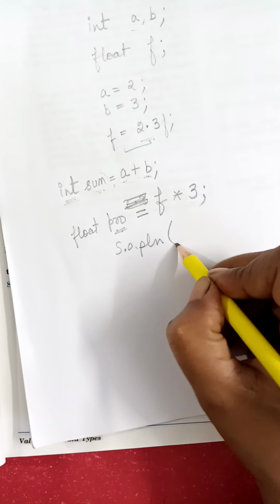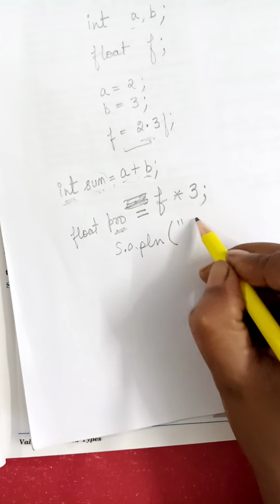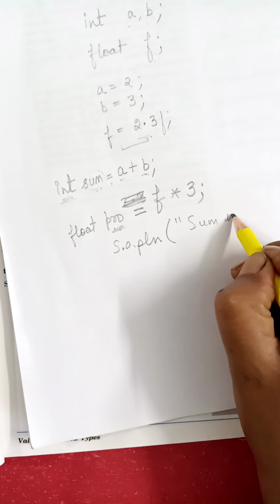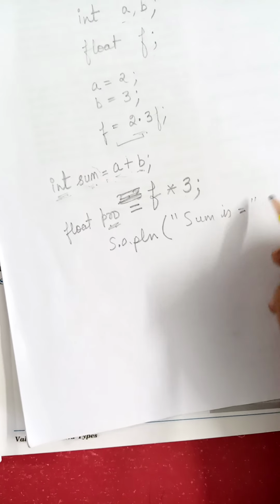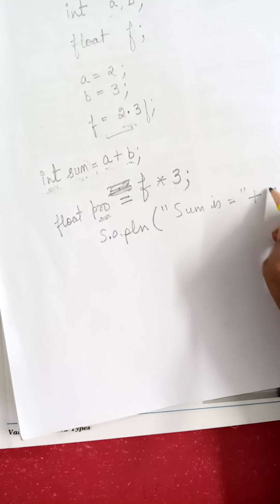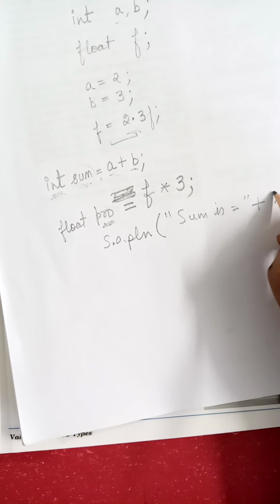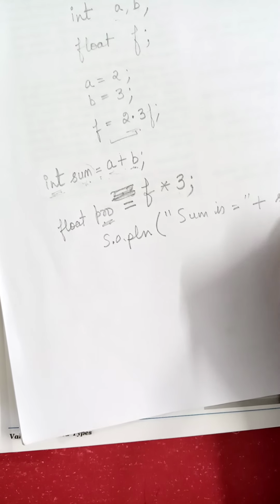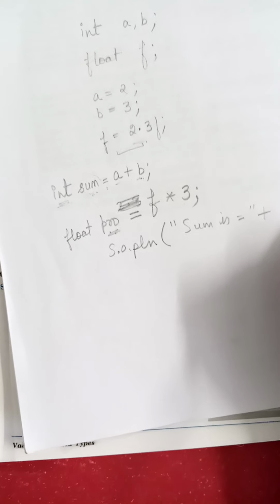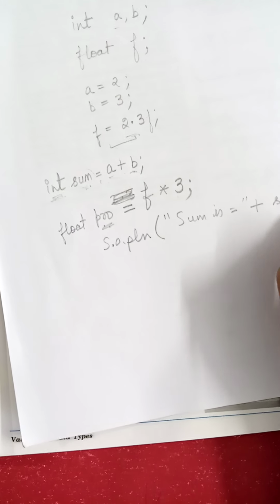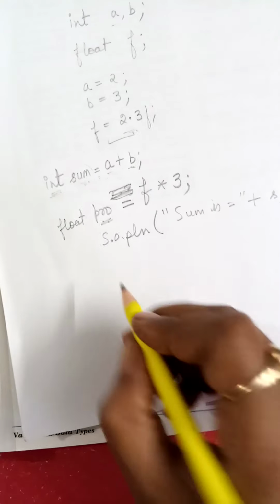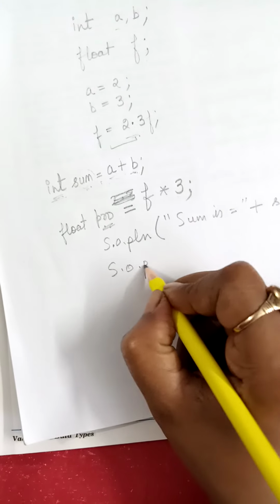So SOPLN sum is equals to sum, in which variable we have sum. So write down the name of the variable without double quotes. If you put double quotes here, then this will print SUM, not the value of sum. If you have to print the value of sum, then you will be writing that without double quotes, after the double quotes. Fine. Now what next you have to print?